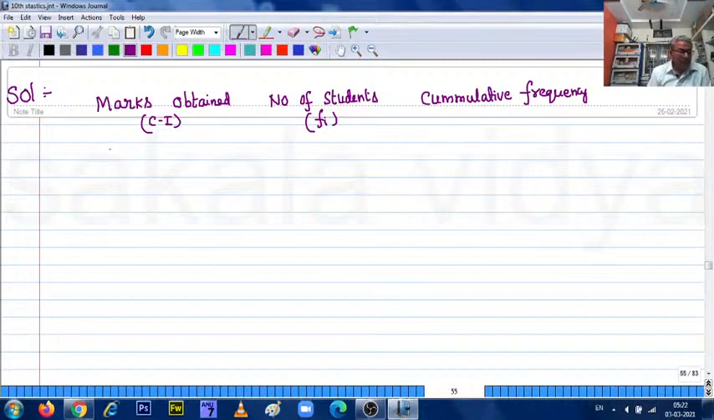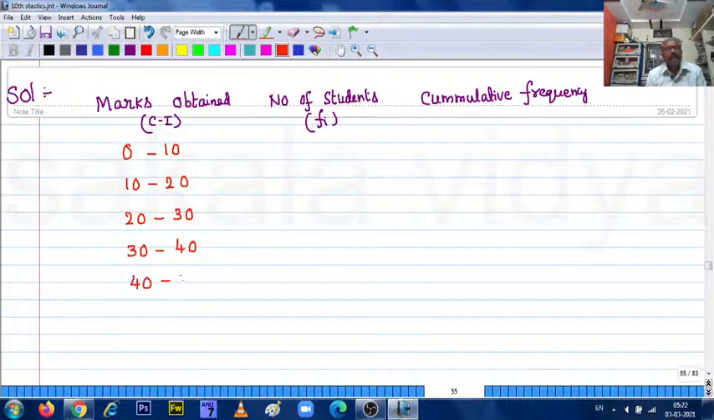So first, below 10 we can write 0 to 10, below 20 is 10 to 20, next 20 to 30, 30 to 40, 40 to 50, below 60 is 50 to 60. This is very important. First, already cumulative frequency is given. What is the cumulative frequency? First, you prepare the table.